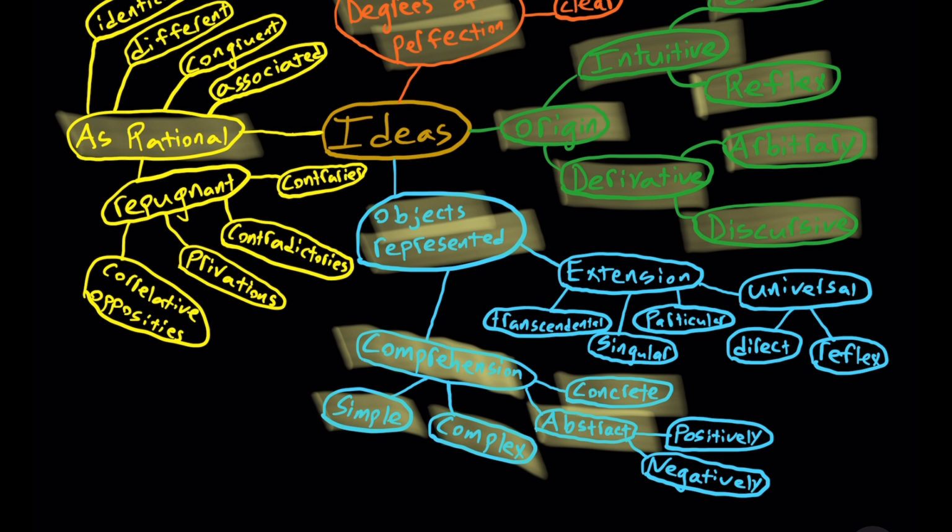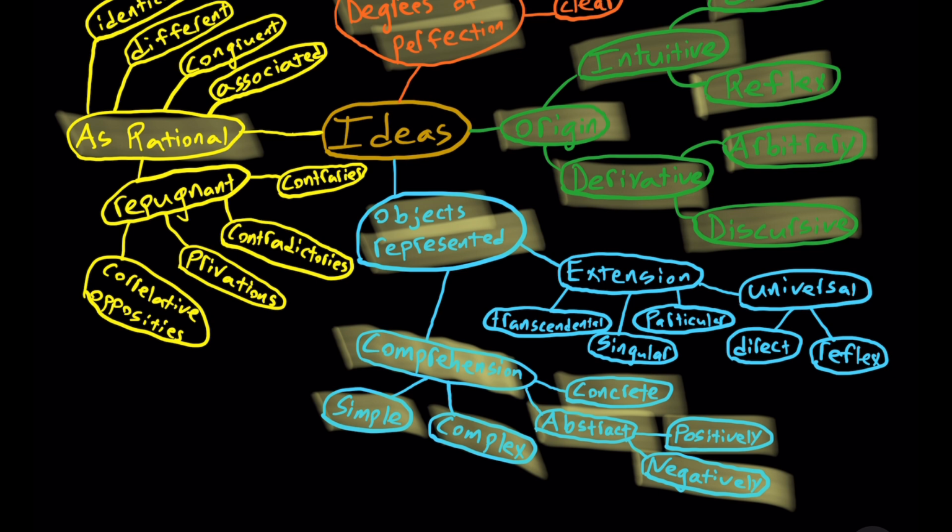Moreover, in regards to abstract ideas, abstraction can either be positive or negative. We can have positively abstract ideas and negatively abstract ideas. If positive, then the subject is positively excluded when considering the idea in question. But if negative, then the subject is not strictly excluded or included, but we prescind from the subject.